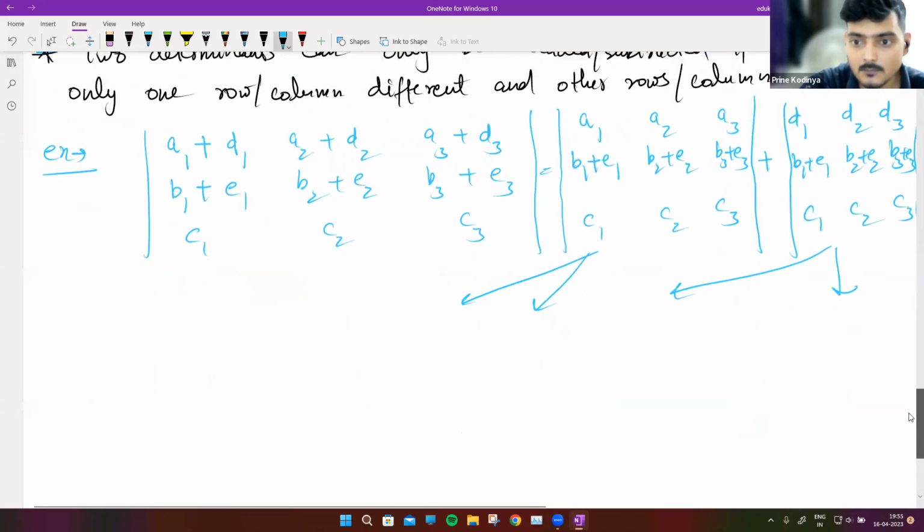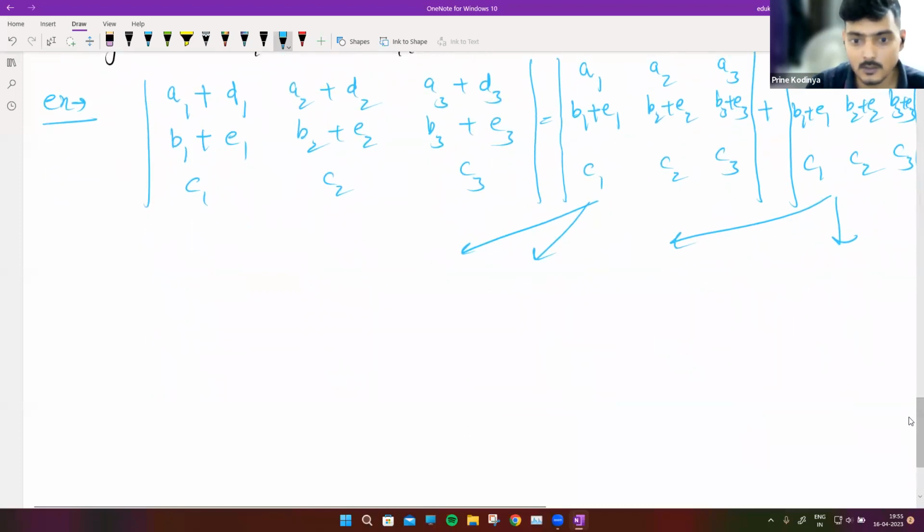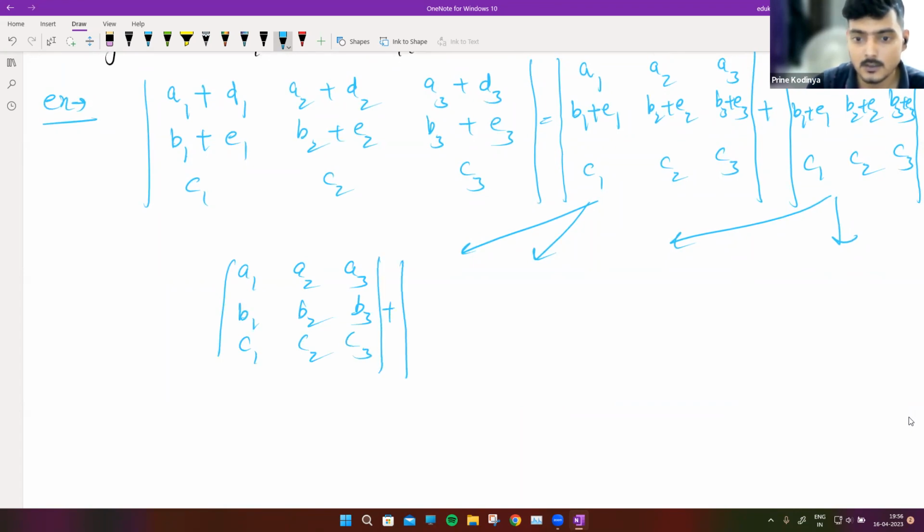So this would become what? A1, A2, A3, then B1, B2, B3, then C1, C2, C3. Plus, this would be A1, A2, A3. Now this will be E1, E2, E3. And this will be C1, C2, C3. You can see that I have broken this into two parts, but two rows are same.